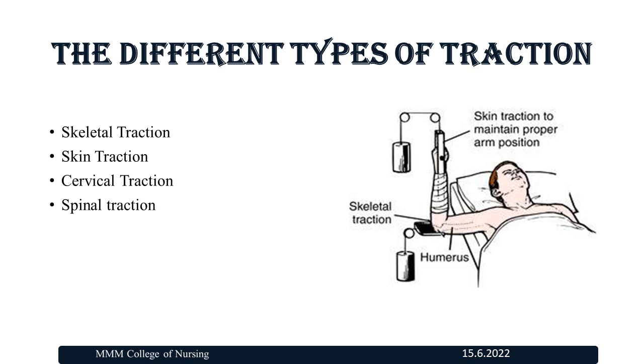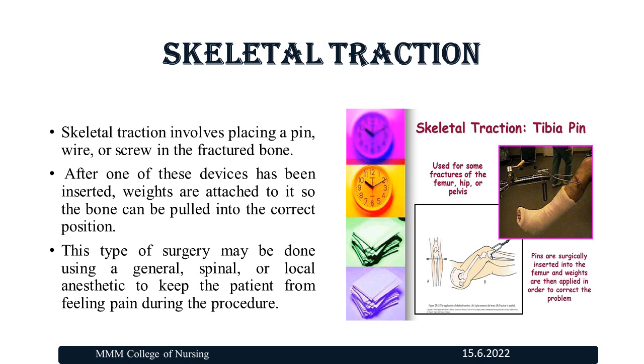Now we will see the details about the different types of traction. There are four main types: skeletal traction, skin traction, cervical traction, and spinal traction.